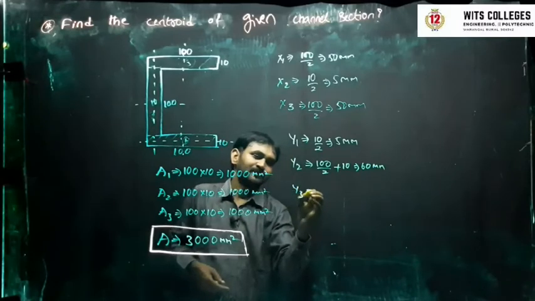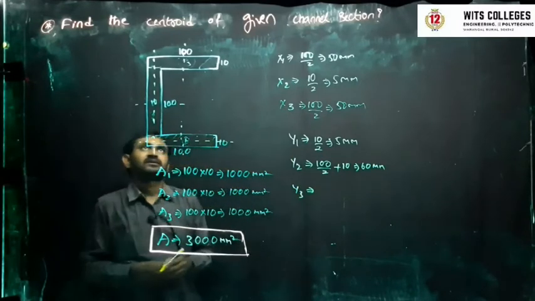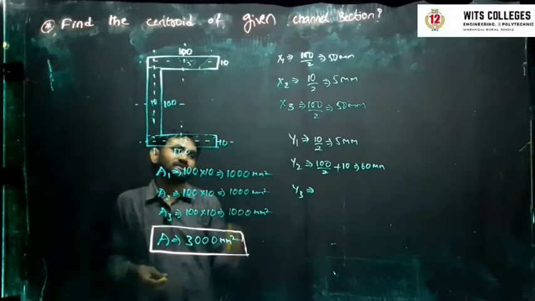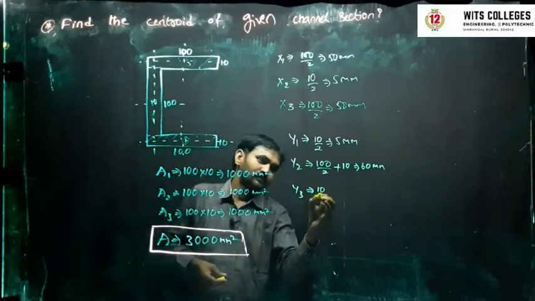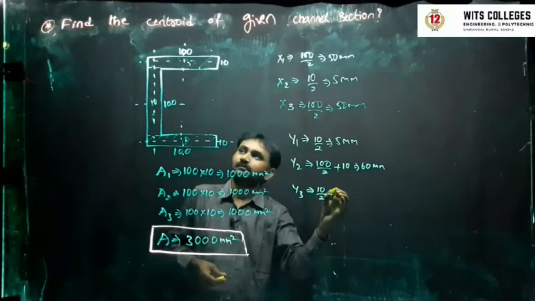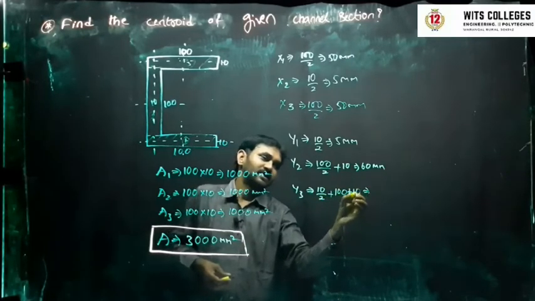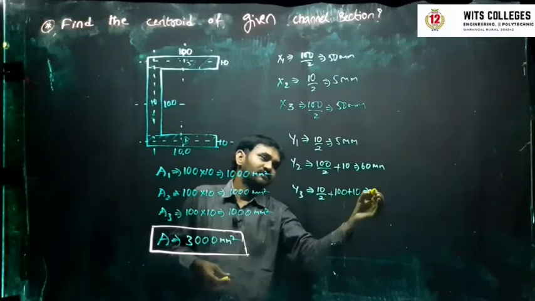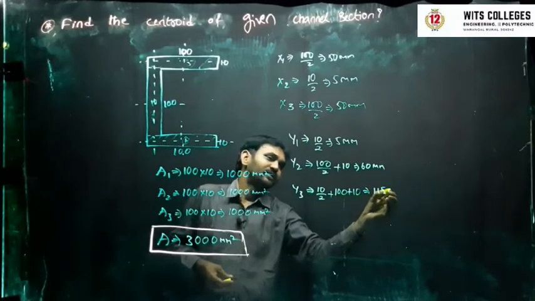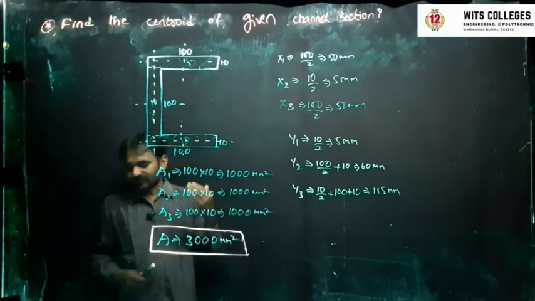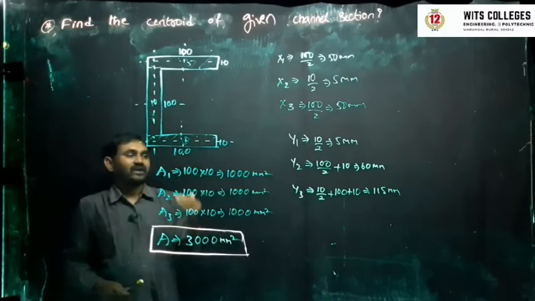Similarly, y3 in the sense again you have to cut this in this direction. So that is 10 by 2 plus 100 plus 10, 110, 15, 115 mm. So like this you will get x1, x2, x3, y1, y2, y3.